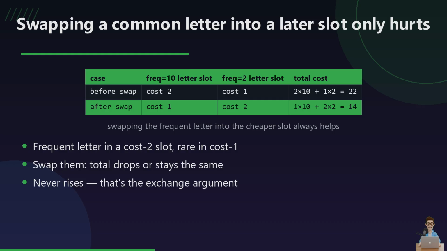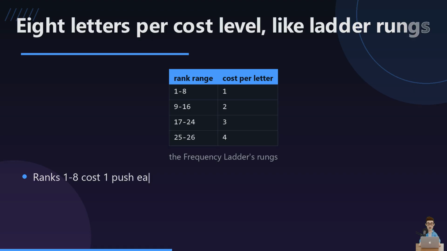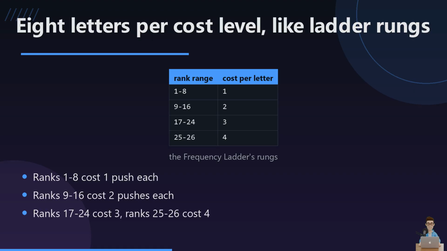This is a textbook exchange argument, same proof structure as interval scheduling and Huffman coding, cited by name if asked. Generalize this immediately for k keys and an alphabet of size m. The cost of the letter at rank r is floor(r / k) + 1, and max cost is ceil(m / k). Swap in 26 keys or a different alphabet and the formula doesn't change, only the constants do. That generalization is a natural interview follow-up, so have the closed form ready.